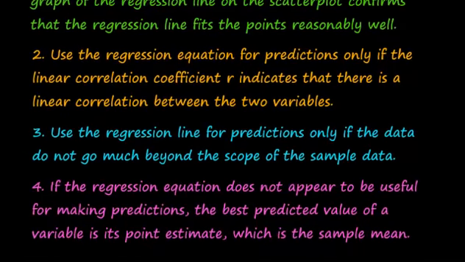If the regression equation does not appear to be useful for making predictions, the best predicted value of a variable is its point estimate, which is the sample mean. So if we find that there is no linear correlation, we won't be able to use the equation for our predictions. And so if we're asked, what's the best predicted value for y given that x is some number, then we just say, well, the best I can tell you is the average y, the mean of our sample.